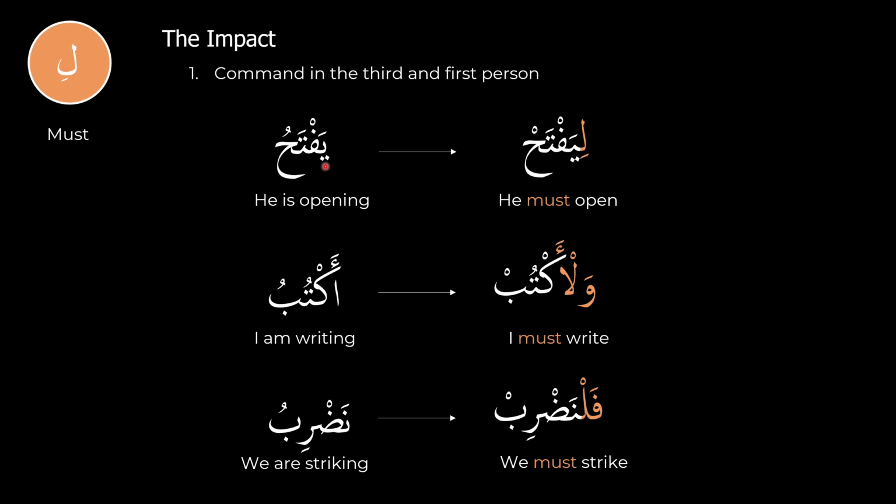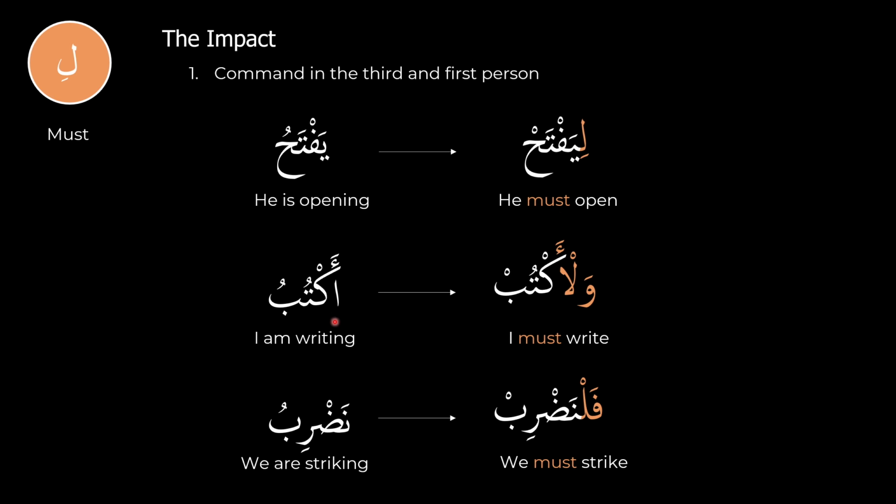So for example, if you have yaftahu, which means he is opening, right? And now if we add a li to it, it becomes li yaftah. Again, the lam is causing the verb to go into majzoom. So this becomes he must open, right? The lam is giving the meaning of must, and now it's become a command.